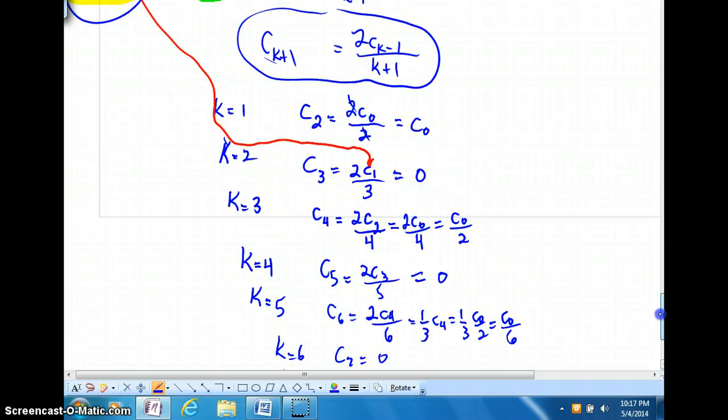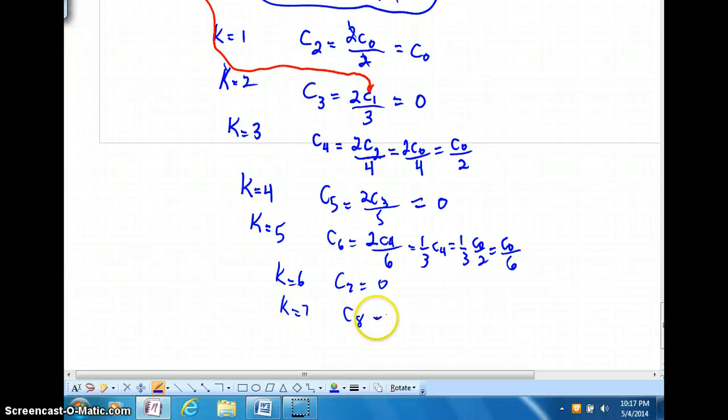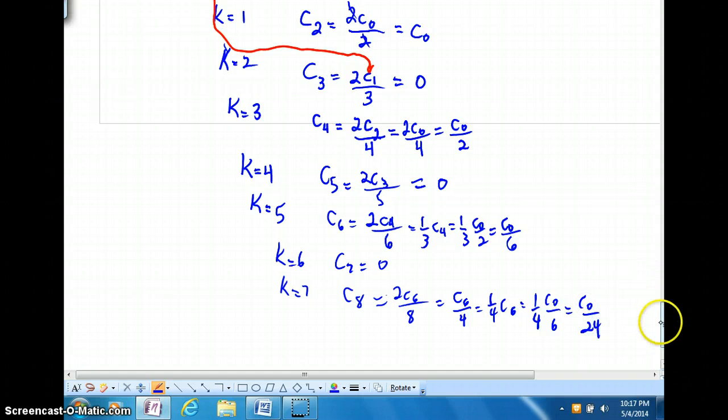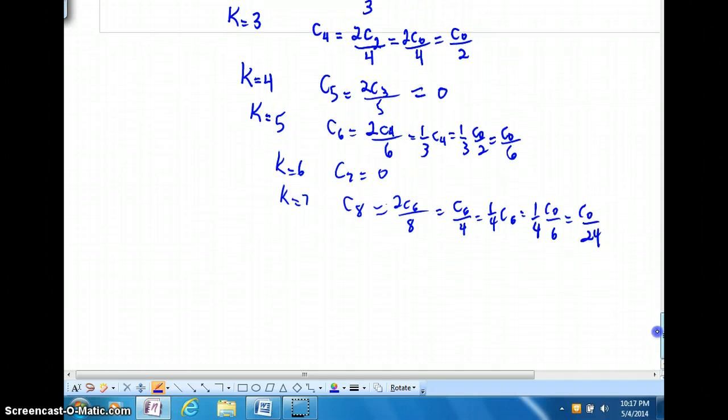And then, of course, if k is equal to 7, we get 2 times c sub 6. If k is equal to 7, down here is an 8. This becomes c sub 6 all over 4. But what was c sub 6? C sub 6 is c sub 0 all over 6. So you could write this as 1/4 c sub 6. But c sub 6 is c sub 0 over 6. So this is c sub 0 over 24. Wow, look at that. So now at this point, let's remember what our solution really was looking like.